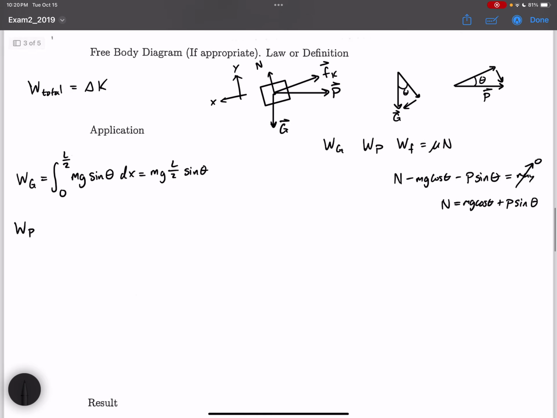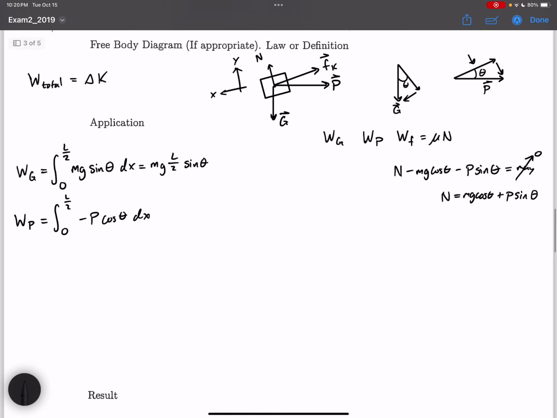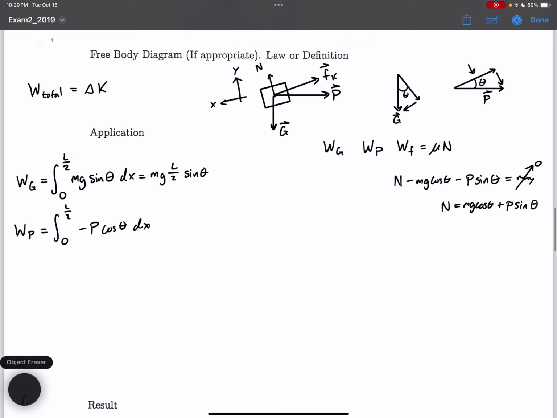Then we're going to have our work done by P, which is going to be from 0 to L/2, right? And so we know P is just going to be negative P cos θ, because P is in this horizontal direction, so its x component is this, and that's the side adjacent to θ. So we're going to have negative PL/2 cos θ. And so there we go.